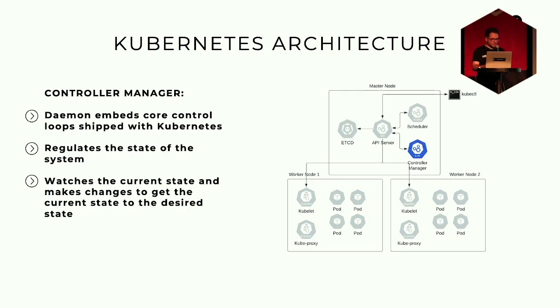The controller manager. The controller manager is a daemon running in an endless loop. It's responsible to regulate the state of the system. It watches the current state and makes the changes if the desired state is not reached. So if there's a node missing, in the sense of the cloud, or if there's a pod missing, the controller manager will recognize this.